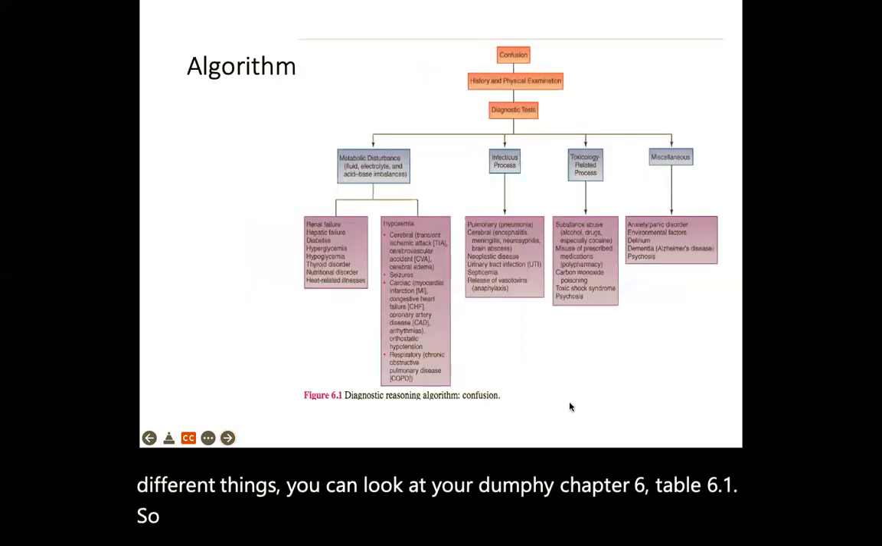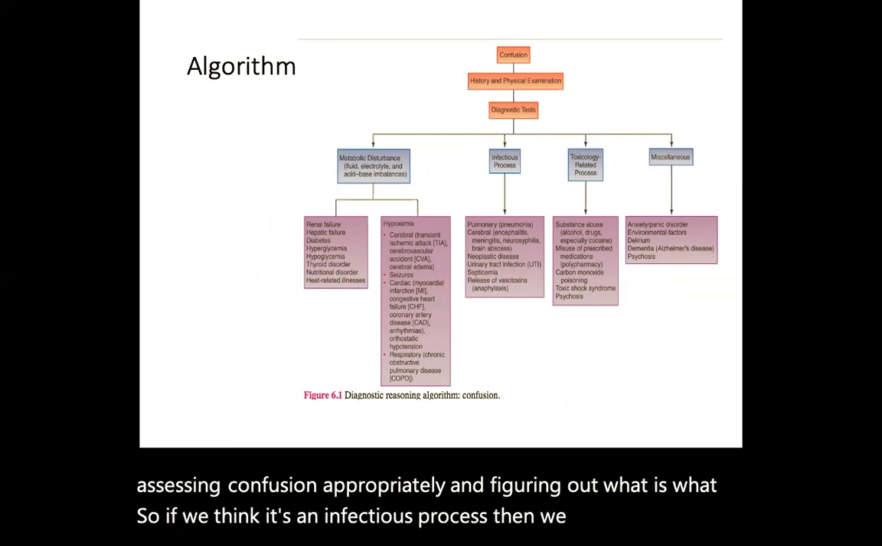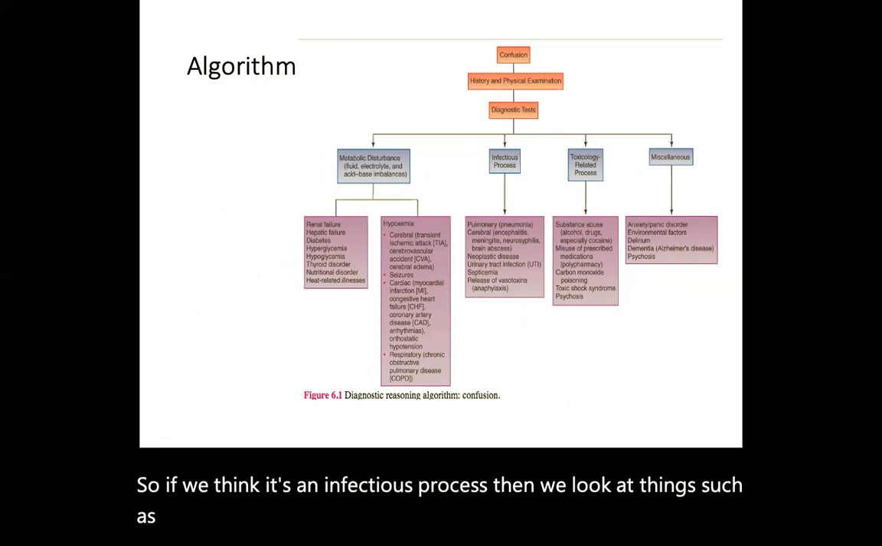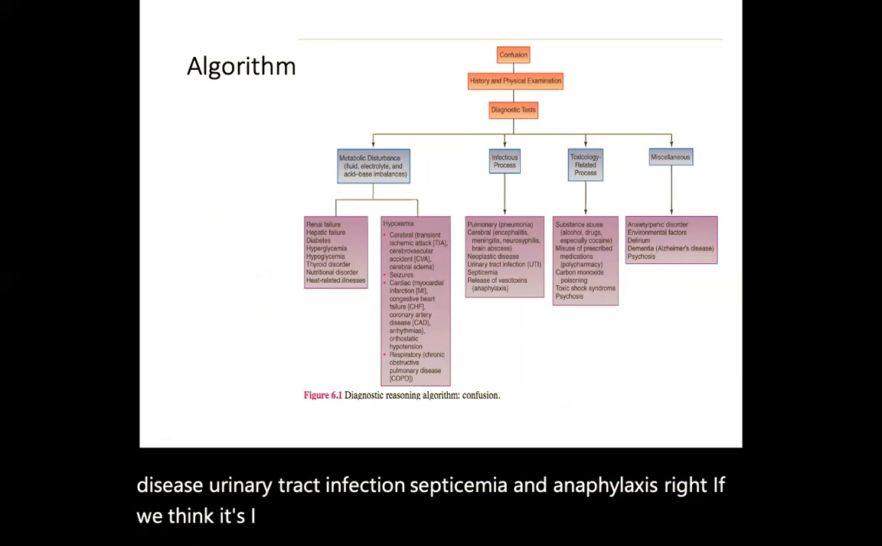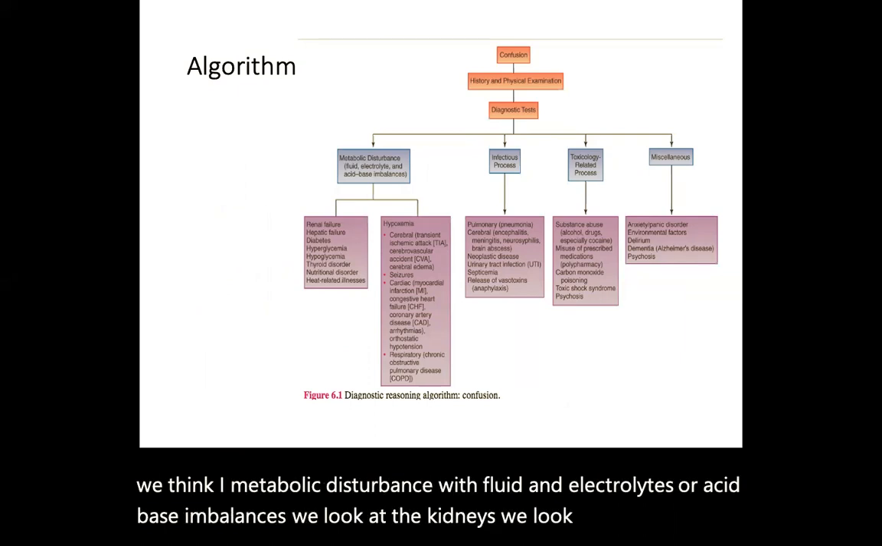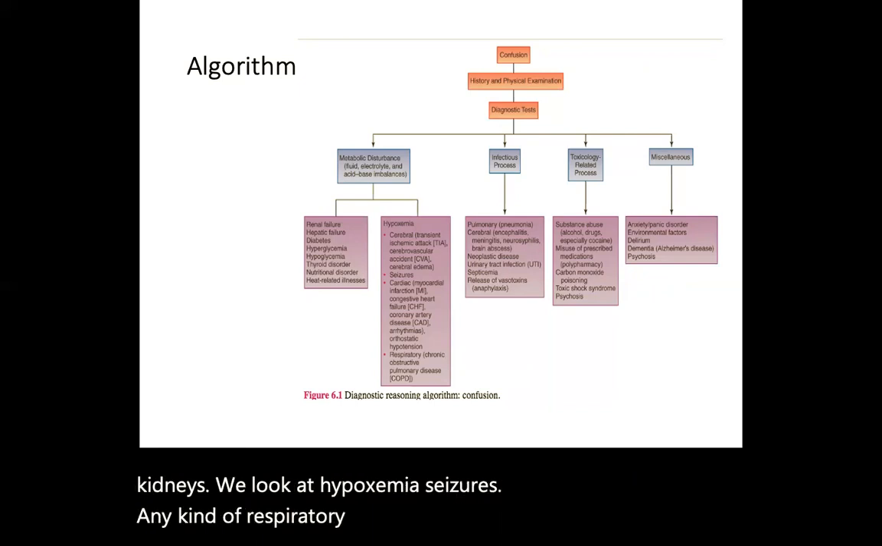So here's an algorithm to really get you through the process of assessing confusion appropriately and figuring out what is what. If we think it's an infectious process, then we look at things such as pneumonia, encephalitis, meningitis, brain disease, neoplastic disease, urinary tract infection, septicemia, and anaphylaxis, right? If we think it's a metabolic disturbance with fluid and electrolytes or acid-base imbalances, we look at the kidneys, we look at hypoxemia, seizures, any kind of respiratory concerns, thyroid disorder, hypoglycemia, all right?